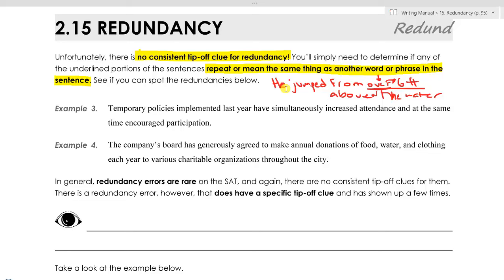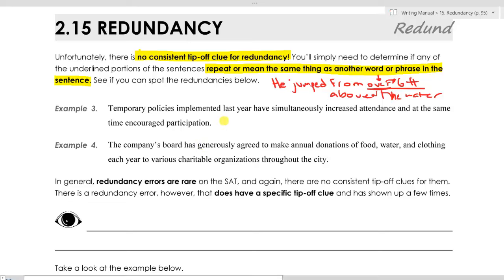Redundancy is about having two words or a word and a phrase that mean exactly the same thing and are serving exactly the same function in the sentence, and therefore getting rid of one will not affect the sentence at all. It will not affect its meaning. It will not affect its structure. Go ahead and do examples 3 and 4. These will be tricky because nothing is underlined, so you're going to have to scan through these sentences and try to find words or phrases that mean exactly the same thing and that might be extraneous. Examples 3 and 4. Go ahead, pause the video, do them on your own.